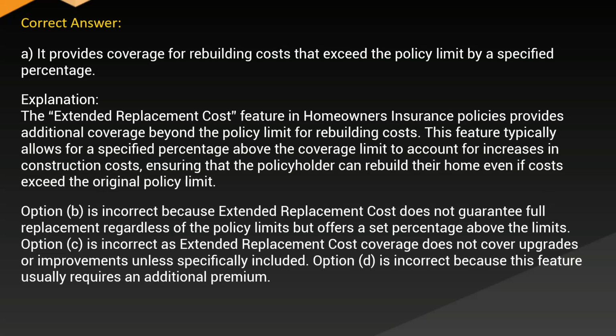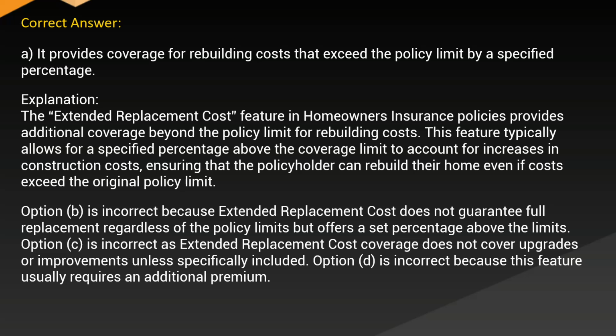Correct answer A. Provides coverage for rebuilding costs that exceed the policy limit by a specified percentage. Explanation: the extended replacement cost feature in homeowners insurance policies provides additional coverage beyond the policy limit for rebuilding costs. This feature typically allows for a specified percentage above the coverage limit to account for increases in construction costs, ensuring that the policyholder can rebuild their home even if costs exceed the original policy limit.